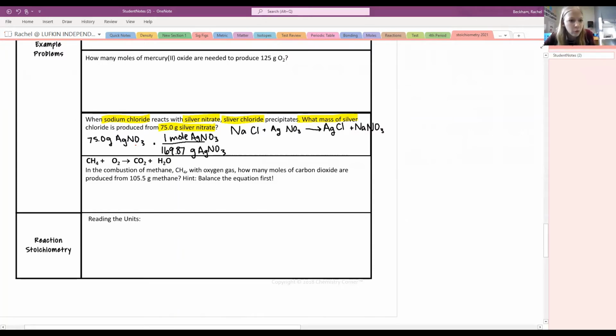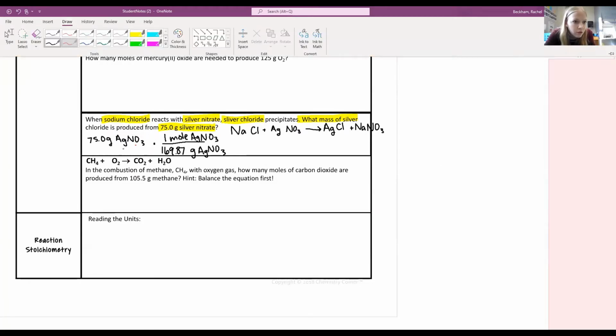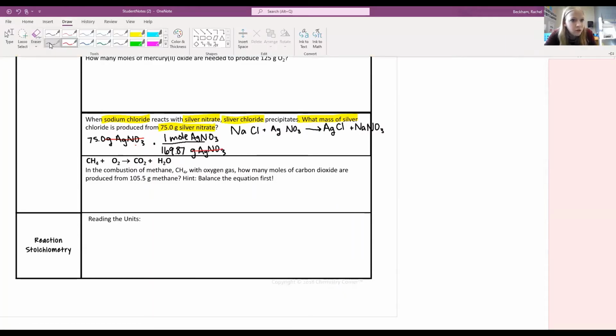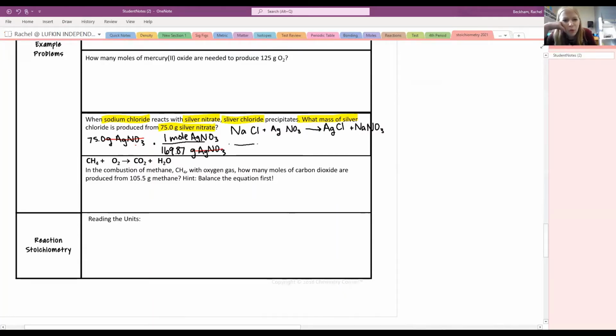Next thing we got from grams, see how that cancels out? Okay, so I'm gonna do red here and cancel out. So now what do I need to do? Now I need to get to moles of B. So what am I trying to get to here? Silver chloride, right? What mass of silver chloride? So next I'm gonna get to moles of silver chloride, and I need moles of AgNO3 to cancel out.